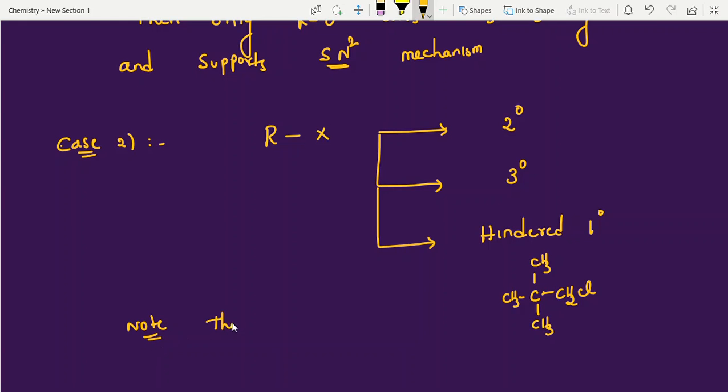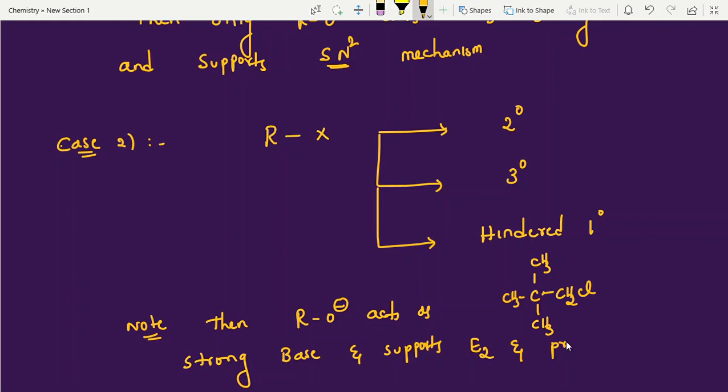Then RO minus acts as a strong base and supports the E2 mechanism, and the product is alkene instead of ethers.